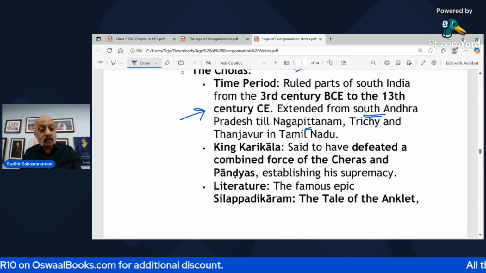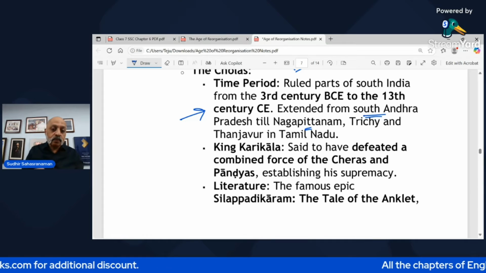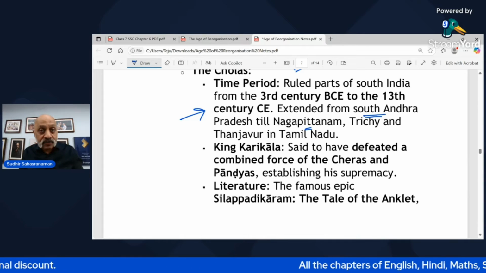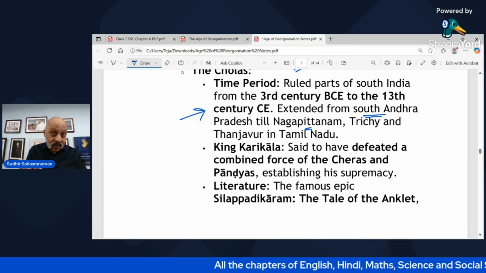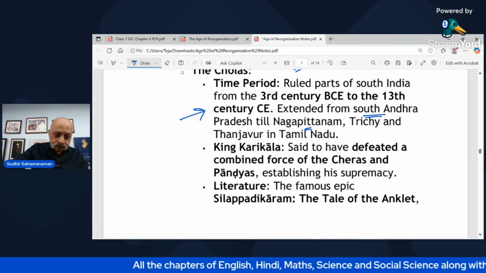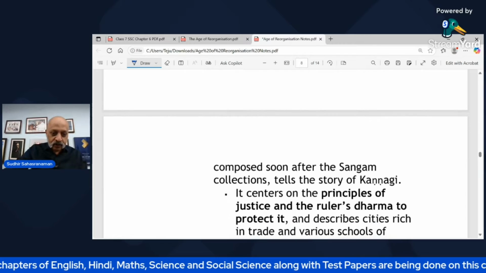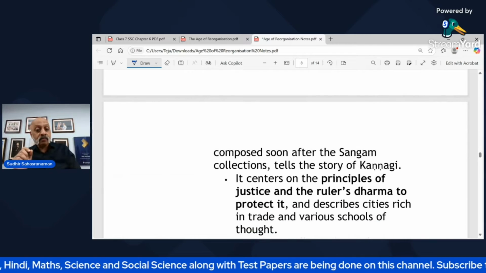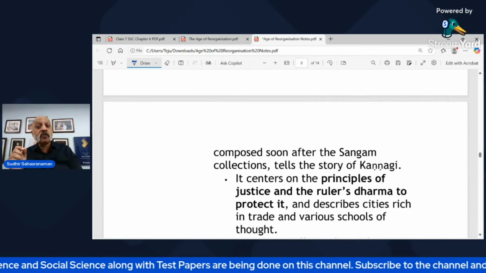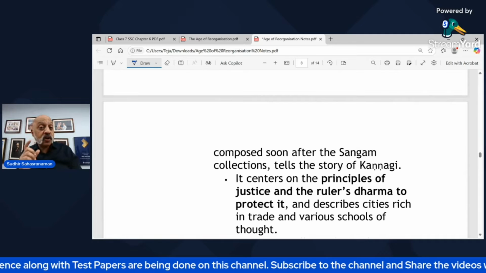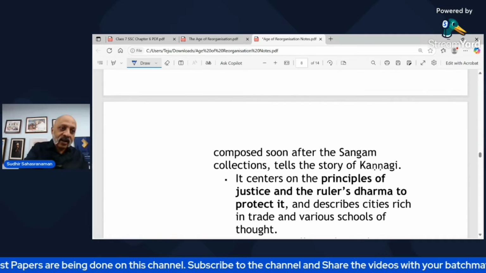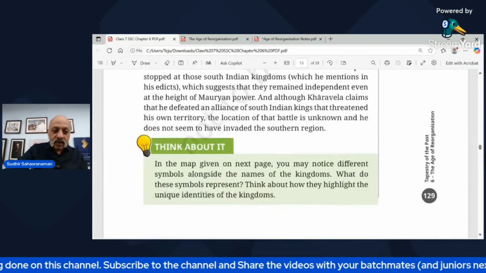What was the kind of literature? Silappadikaram. It means the tale of the anklet. Anklet means ghungroo in Hindi, right? Silappadikaram, I hope I'm pronouncing it right. I should have asked my wife about it. Composed soon after the Sangam collections, it tells us the story of Kannagi. Now, the story of Kannagi is extremely important, and I would want you to hear about it.